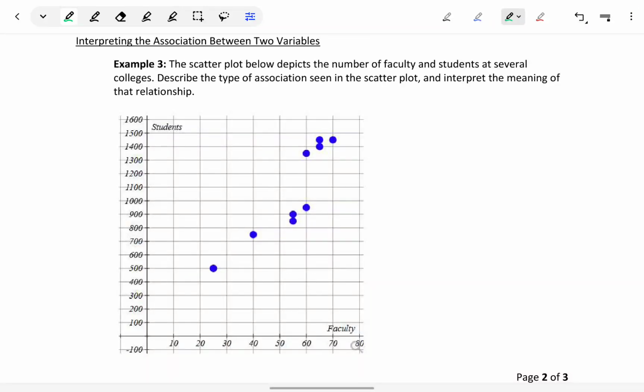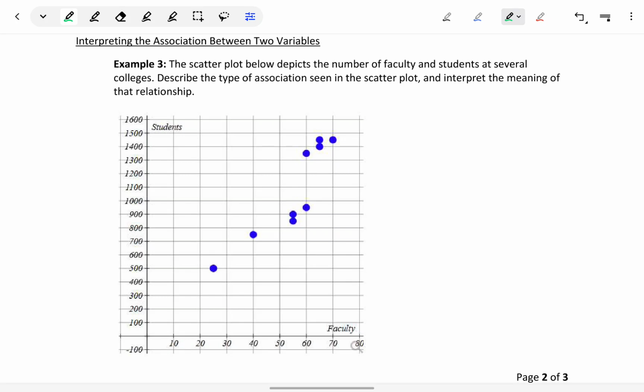In the next few examples, we want to take those ideas, those patterns that we've established, and start applying them to some contextual sets of data to answer some questions about what those patterns mean. What information is it telling us?